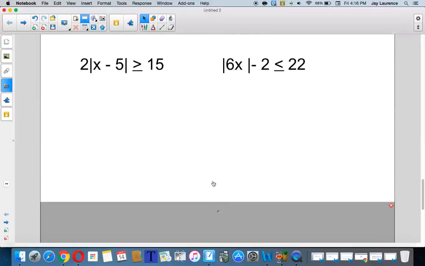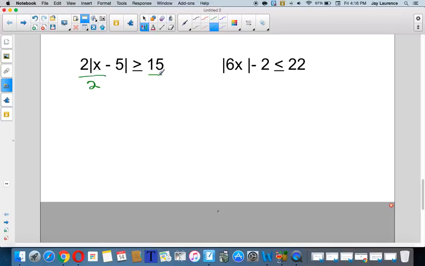Here they are. Okay, now, when we have a problem like these, where we have stuff inside the absolute value and outside the absolute value, the first thing we need to do is get rid of the stuff outside the absolute value. This is not a distribution situation. Do not distribute here. We can't add 5 either. We're going to get rid of this 2. How's the 2 attached to the absolute value? By multiplication. So we're going to divide it off.